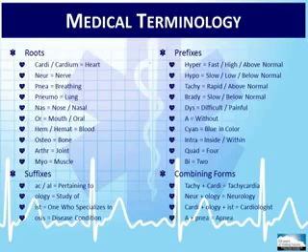A is without and nia is breathing. Combine the two is apnea, or the absence of breathing. Similarly, dis plus nia is dyspnea, which means difficulty breathing.